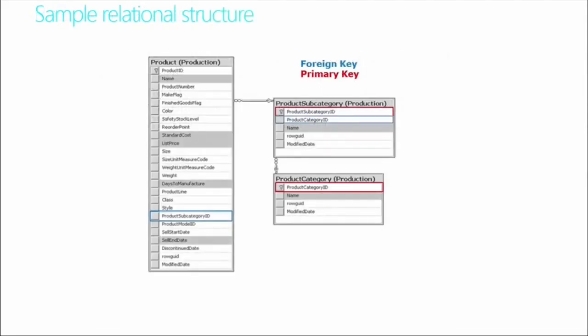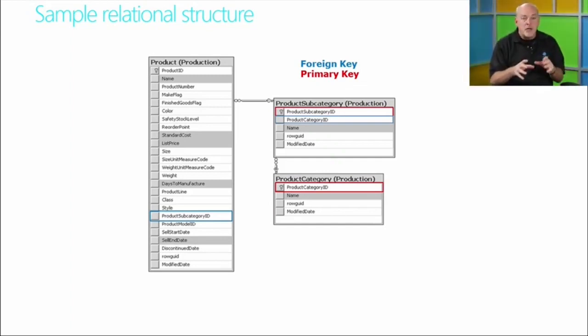This is an example of a relational structure we're going to be using, we're going to be referencing throughout here. And what this allows us to do is, you'll see here that we have a table called products, in the production schema, and we've got a product subcategory ID. Now this is referring to another table, and it's a product subcategory ID, which in that table there's a product category ID, which is referring to yet another table.